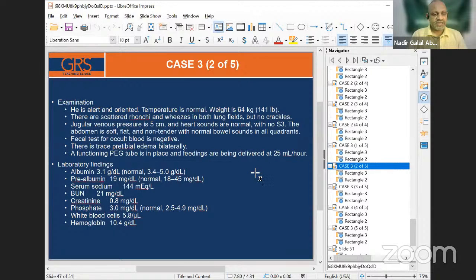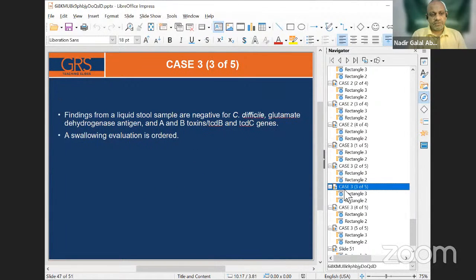So here are the findings on exam and laboratory tests. His albumin is normal, but on the low end. Sodium, BUN, and the rest seem to be okay. If we go to the findings from liquid stool samples, he has negative C. diff and the other genes.